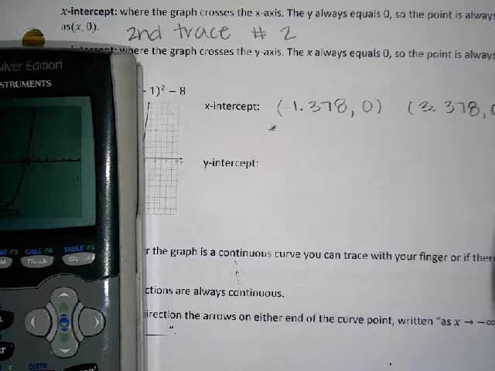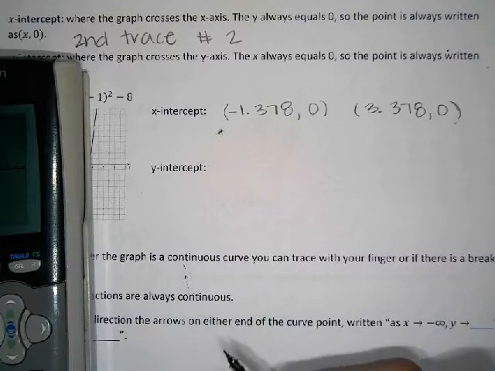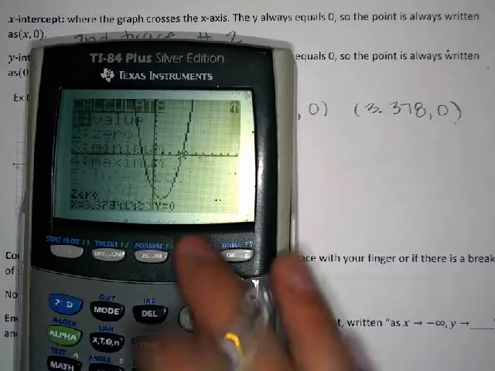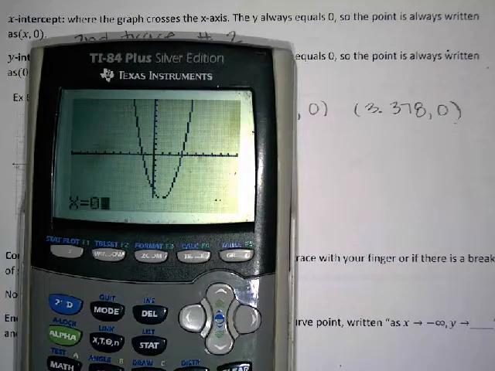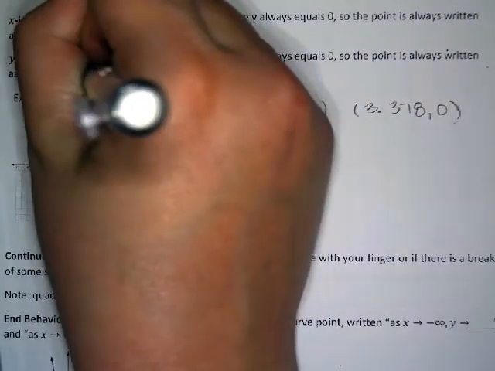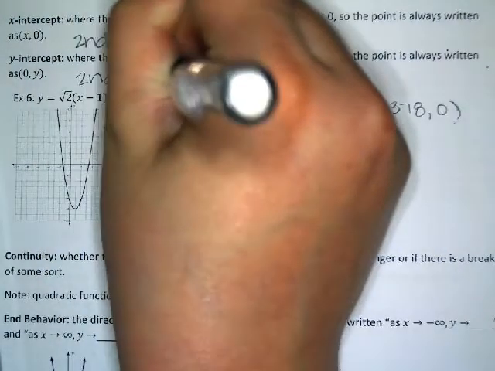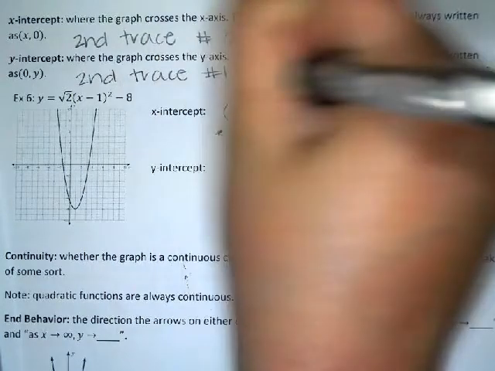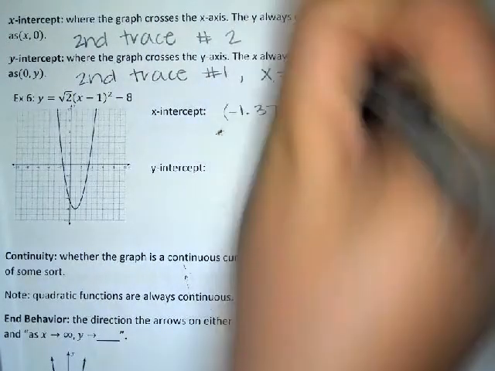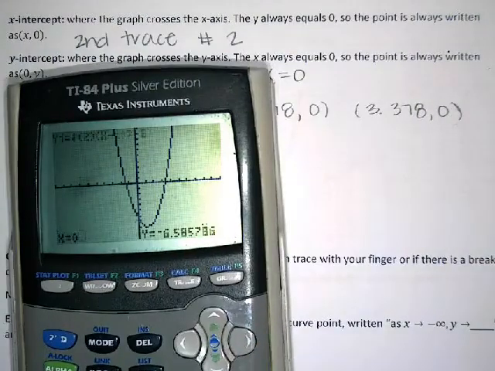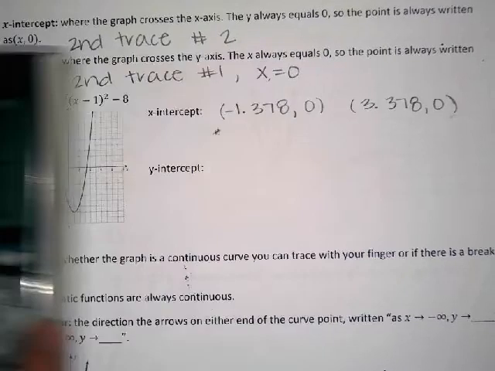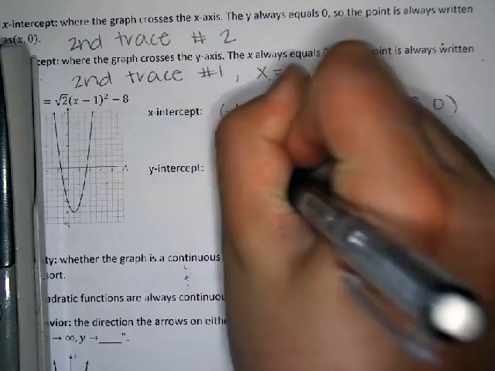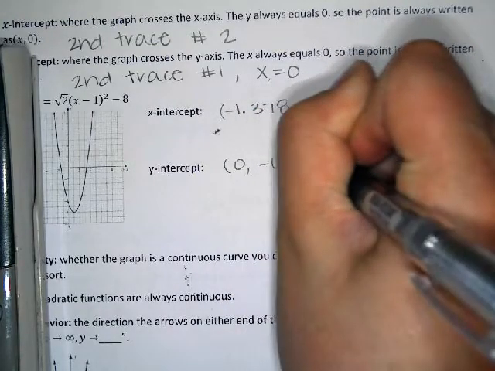Okay. So there's those. Now to find the y-intercept, we do second trace option number 1, and we plug in 0. Second trace option number 1. And we plug in 0. So the y-intercept is negative 6.586. Negative 6.586. Okay.